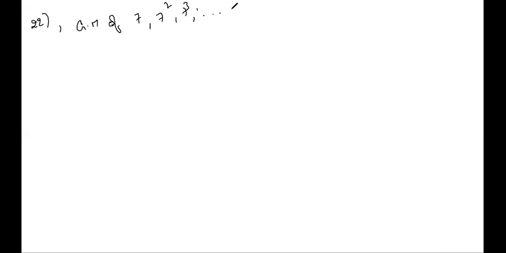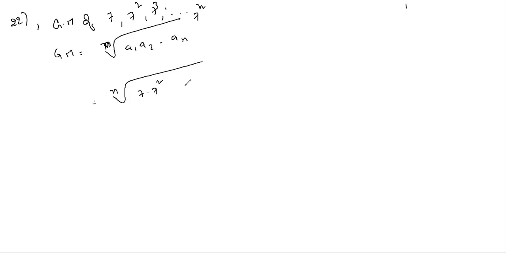Seven power n. So the geometric mean of n numbers is equal to the nth root of a1, a2, and so on an. So nth root of 7 into 7 square into and so on 7 power n. Then for the product you have to add the powers. So 7 power 1 plus 2 plus and so on plus n.